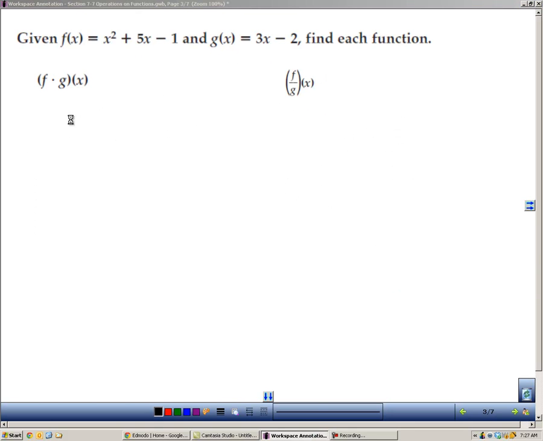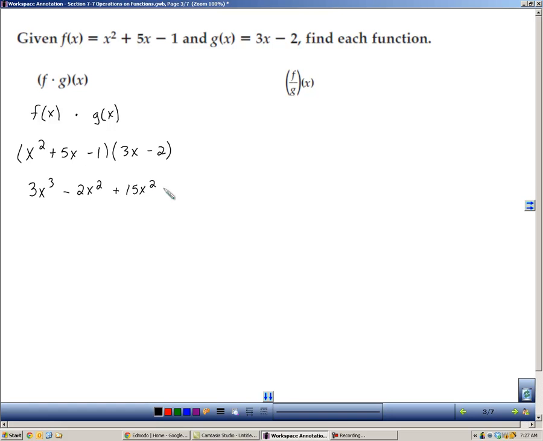So here are two more functions that we will multiply and divide. So f times g of x is the same as taking f of x and multiplying it times g of x. So we'll write that out. So here we use the distributive property. X squared times 3x is 3x cubed. X squared times negative 2. Distribute the 5x, we'll get a positive 15x squared and a minus 10x. Then we'll distribute the negative 1, negative 3x plus 2.